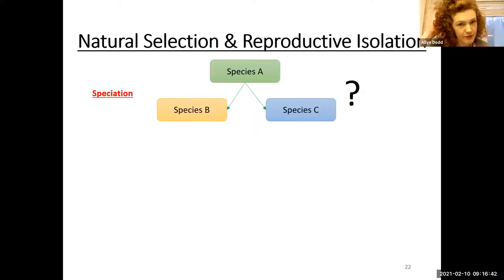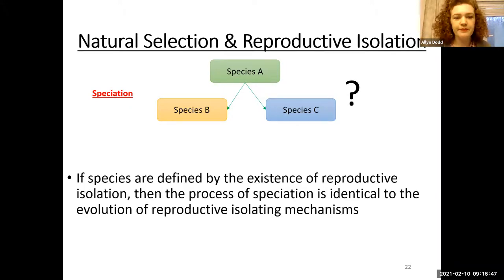So let's move on and talk about reproductive isolation a little more, and natural selection. How does speciation happen? This is the question we shall consider. If species are defined by the existence of reproductive isolation, then the process of speciation is identical to the evolution of reproductive isolating mechanisms, because that's the name of the game here, right? Reproductive isolation.